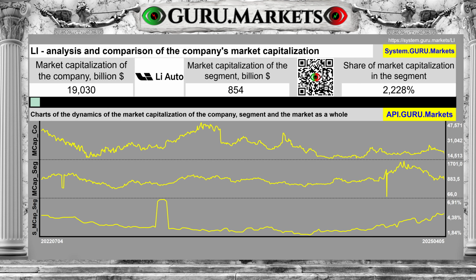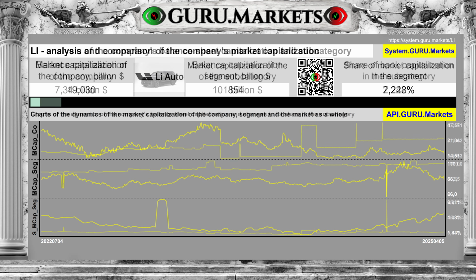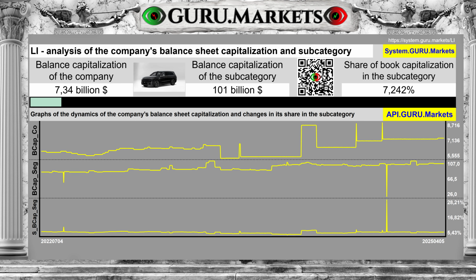Market capitalization of the organization Li Auto Inc ADR is $19.03 billion, and the capitalization of the subcategory is $854 billion. Li Auto Incorporated has a share of 2.228% and is one of the small companies in the subcategory. The company's balance sheet capitalization is estimated at $7.34 billion, with a balance sheet capitalization of the subcategory of $101 billion. Li Auto Inc ADR accounts for a share of 7.242%.